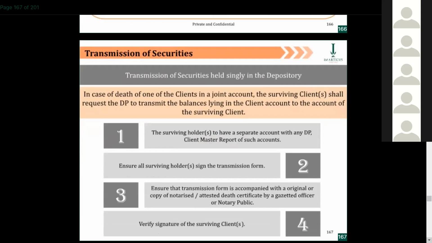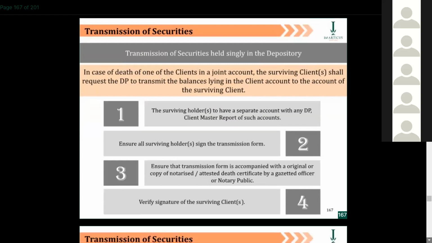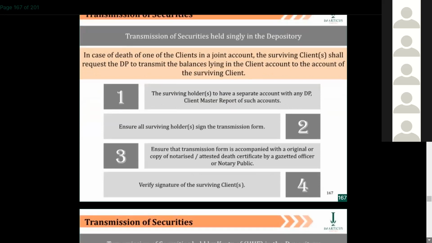The surviving holders should have a separate account with any depository participant. Client master report of such accounts. Ensure all surviving holders sign the transmission form. Ensure that the transmission form is accompanied with an original or copy of the death certificate, notarized or attested by a gazetted officer. So for transmission there has to be a death, so there has to be a death certificate.